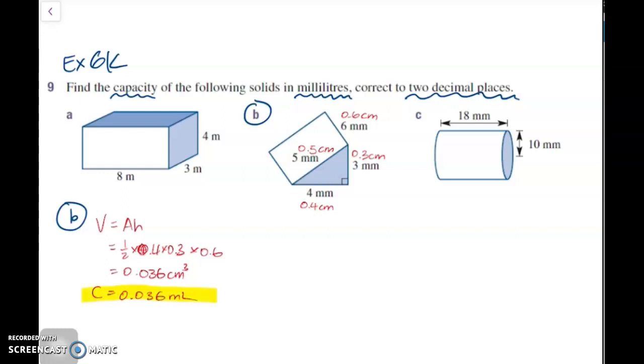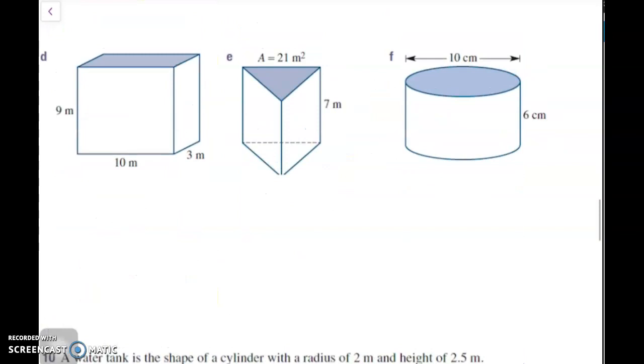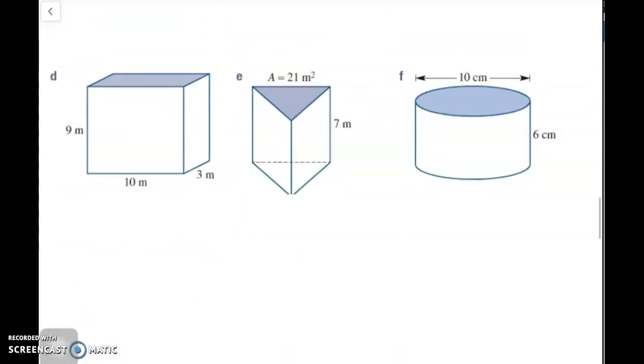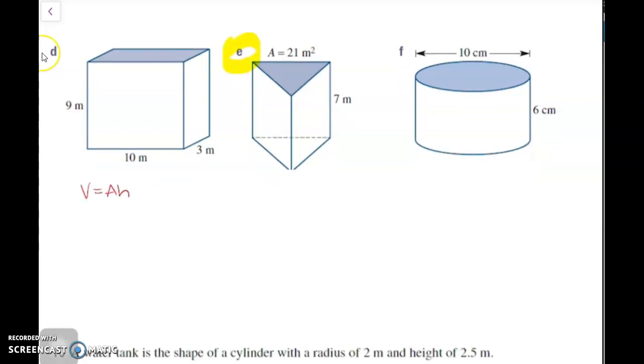Okay, let's move on to the next question. Question E. Okay, so again, we're given a triangular prism. So write down the volume formula. Now, we are given the area of the cross-section already, so we can just substitute that into the formula as it is. And we also need to check that the units for the height are consistent. Okay, in this case, they are consistent. They're both in meters, and so I can substitute that into my volume formula without having to convert anything.